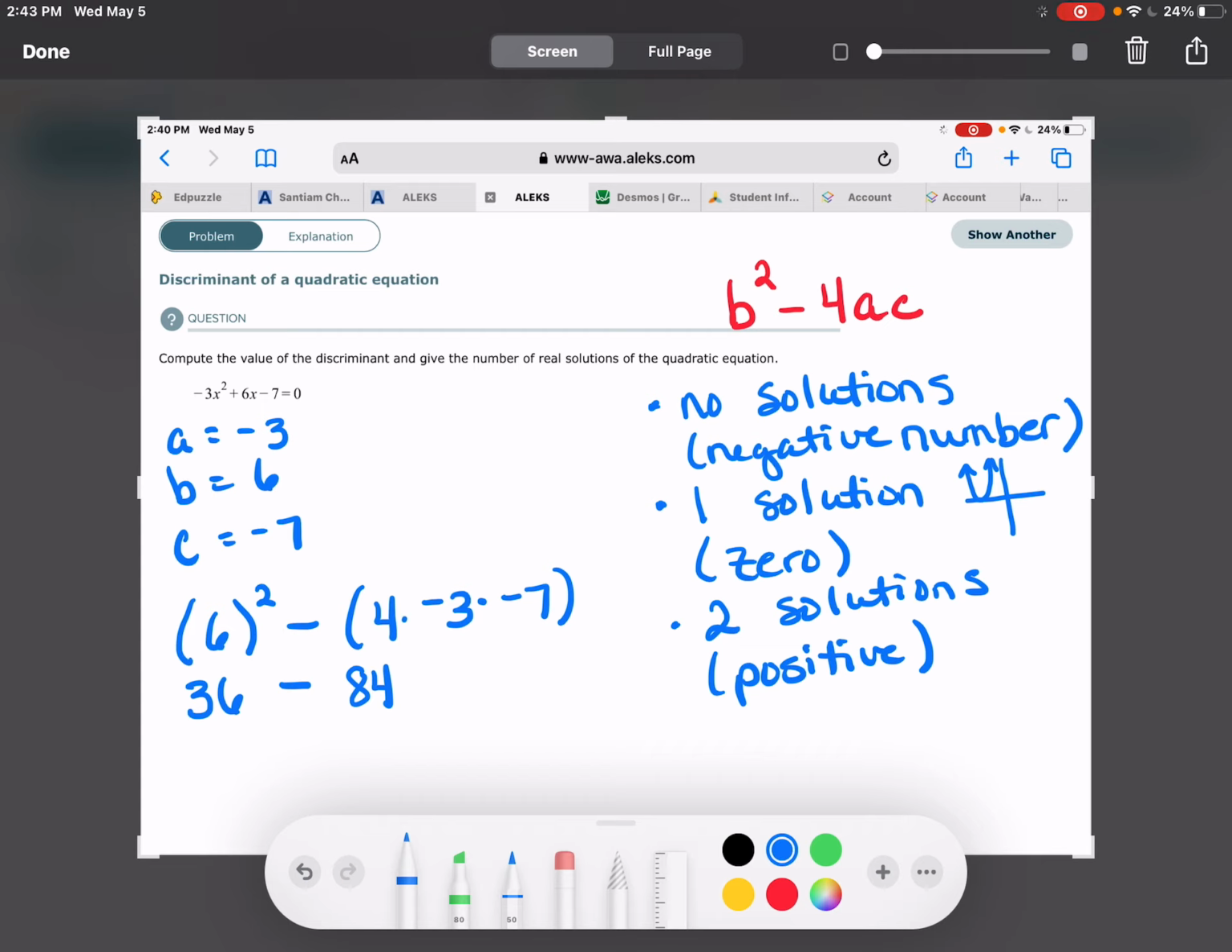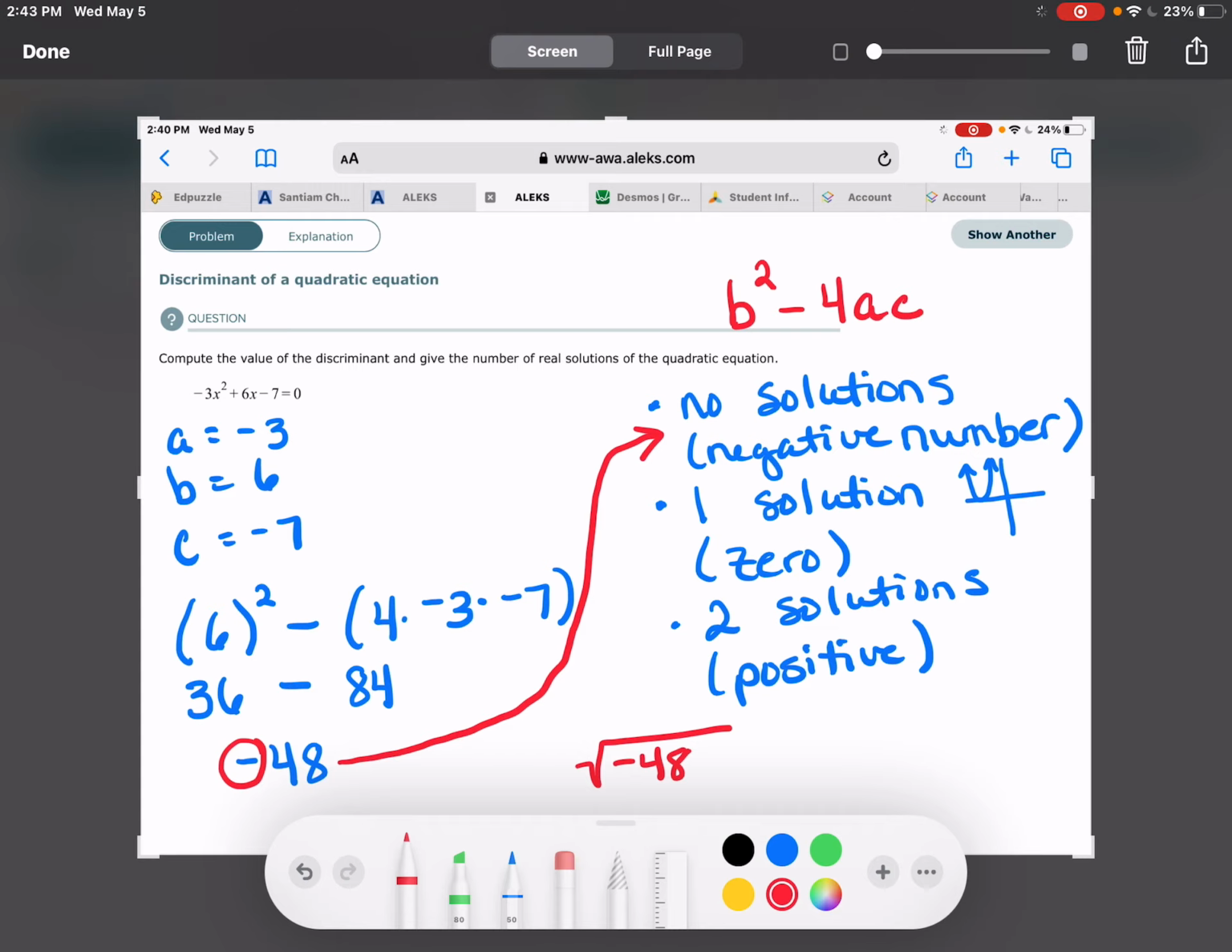I don't even actually really care what it is. It's -48. But the fact that I have a negative number is going to tell me that I have no solutions. When I go back to fill in the quadratic formula, I'm going to find that I will have tried to get the square root of -48, which has no real solutions.